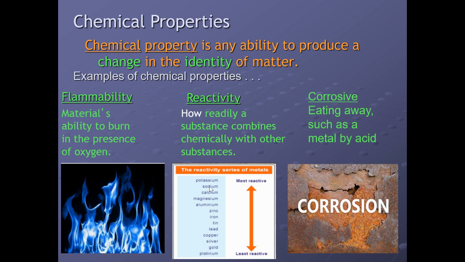And then if something is corrosive, it basically means that it can eat away at something such as metal by acid, right? So if something is corrosive, then that is one of its chemical properties, as that is that it is corrosive, right? So again, acid is corrosive. That is one of its chemical properties.